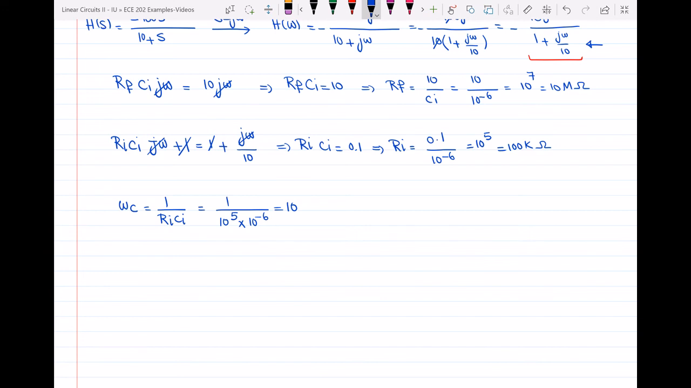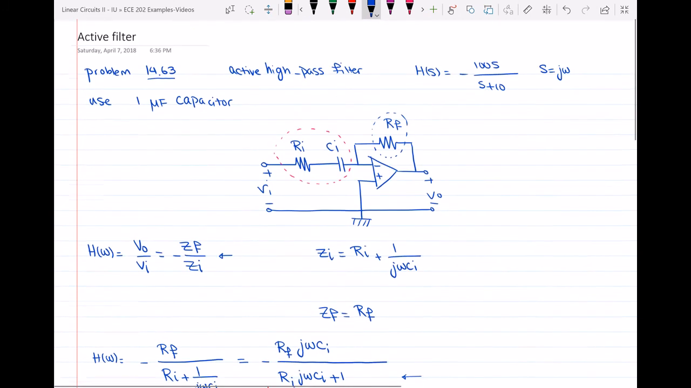All right, so this is how we can design an active high-pass filter.